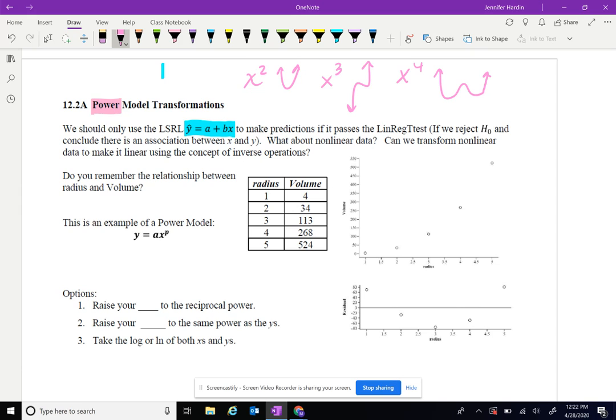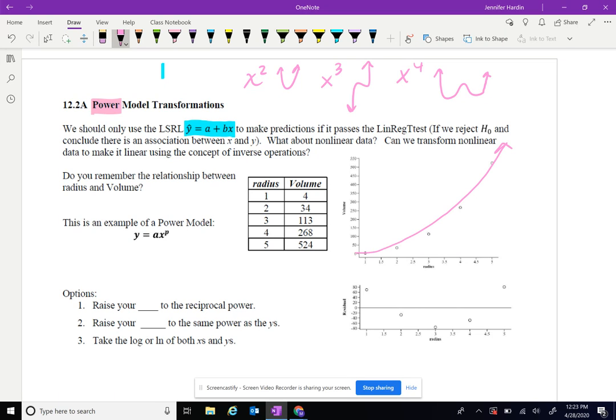So obviously we can't use a least squares regression line to make predictions if our data looks like it has some sort of curve. Now we have to be careful because sometimes these curves, if you're looking at just the positive values of them, look maybe like they're not x to the second power, but 2 to the x power. So we're going to split these apart and talk about power models today and then exponential models tomorrow.